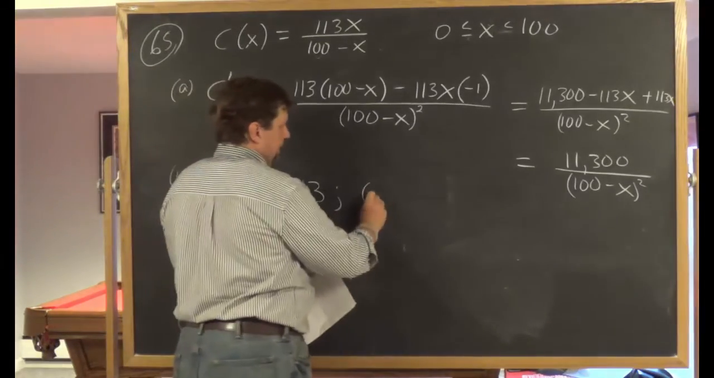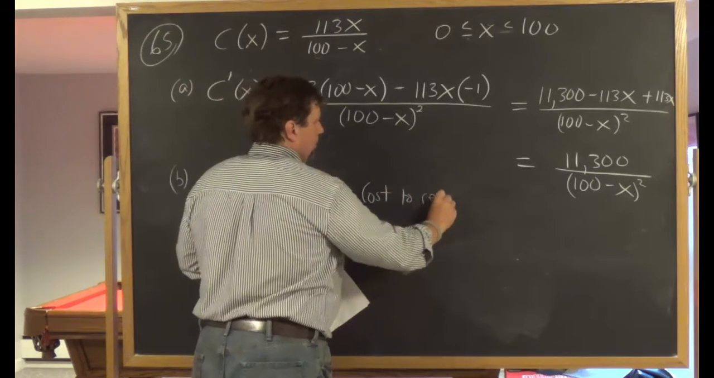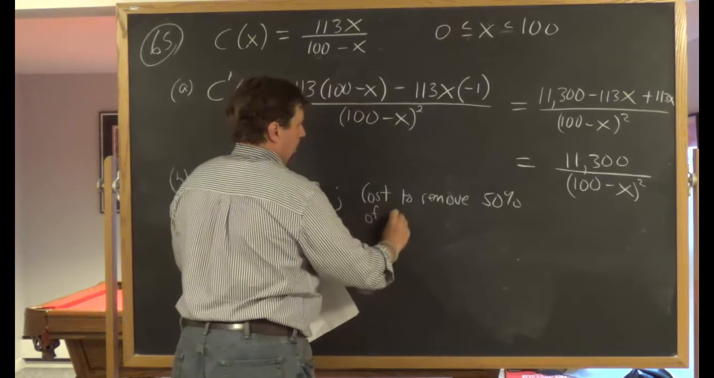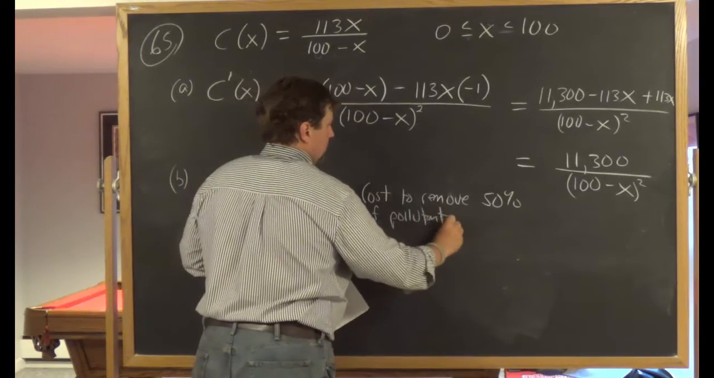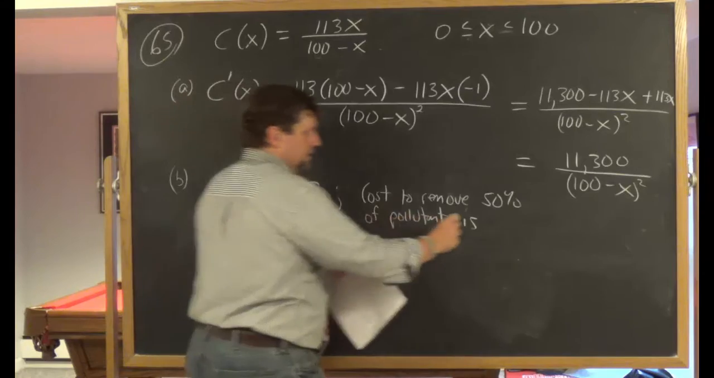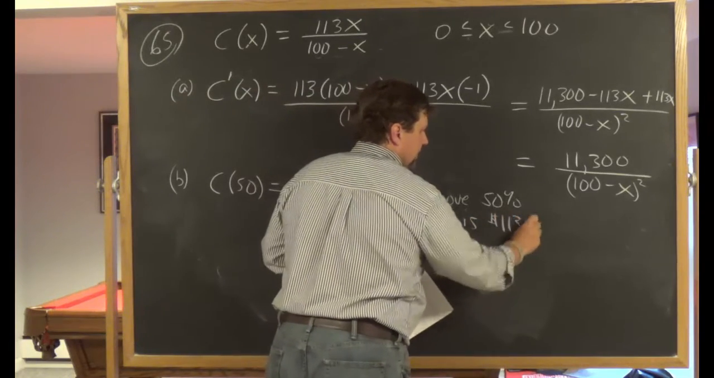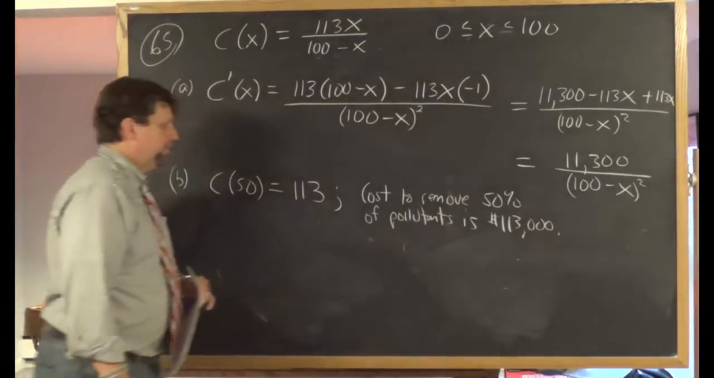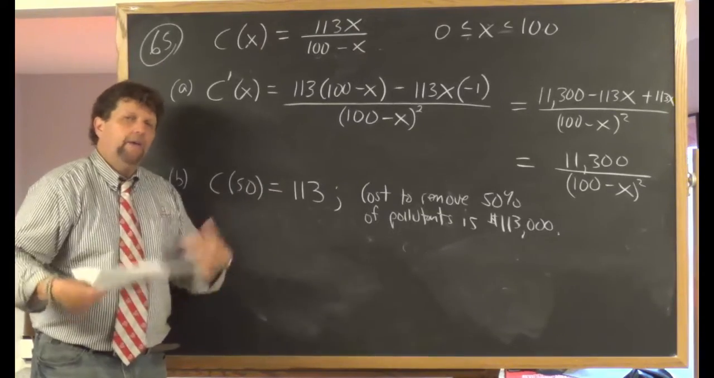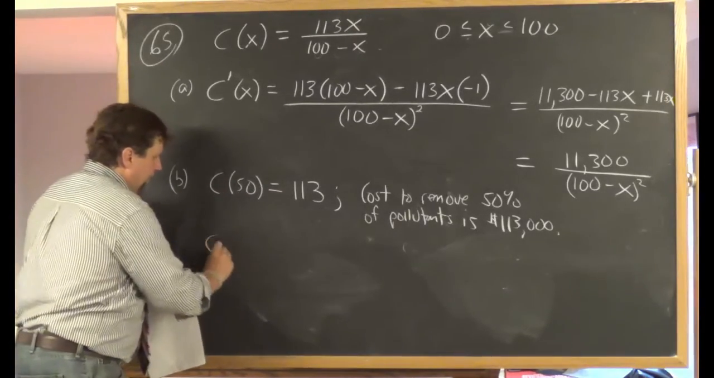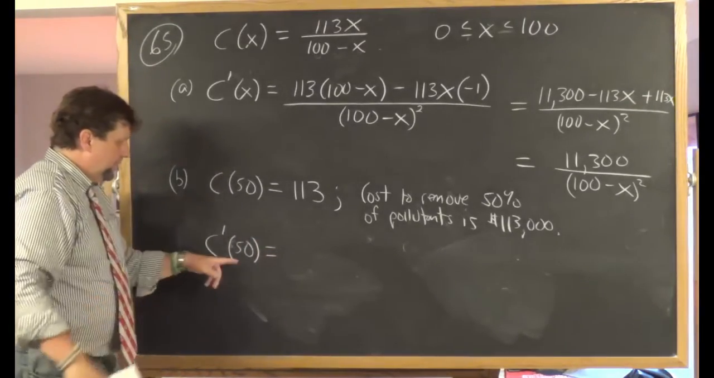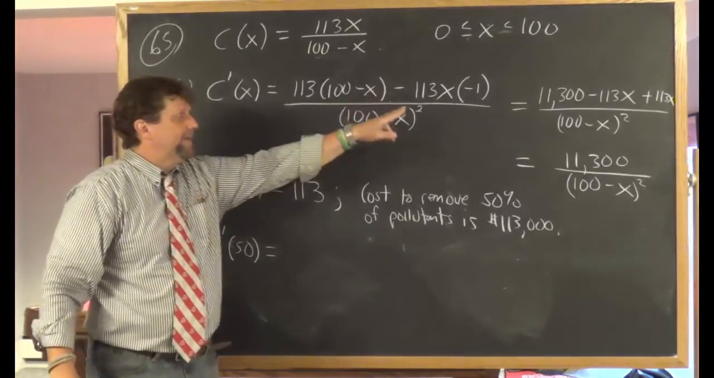So I would just quickly say the cost to remove 50% of the pollutants is, now this is in thousands, so I have to make sure I know that's in thousands, so it's $113,000. So the cost to remove 50% of the pollution is $113,000. That's an old problem. Evaluating a function and interpreting. Evaluate the derivative at 50 and interpret that. All right, so we've got to take 50 and toss it into the derivative wherever we see the x's.